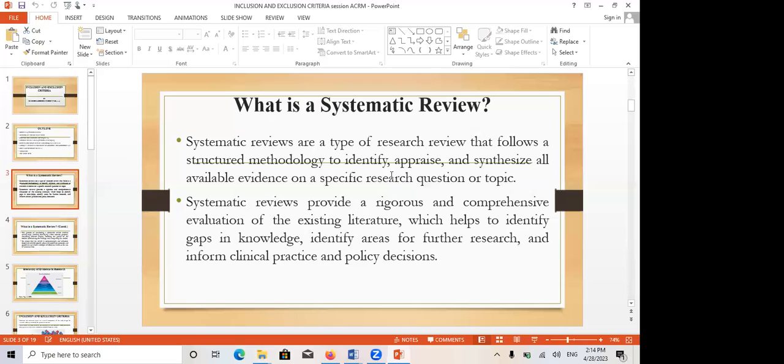So what's a systematic review? A systematic review is a type of research that follows a structured methodology. Why is it called a systematic review? The word systematic means that it follows a structured methodology. There is a particular system that we will have to adopt for us to answer any research question. You understand? So meaning that, let's say tomorrow you want to publish a research paper, or you want to write a systematic review dissertation.